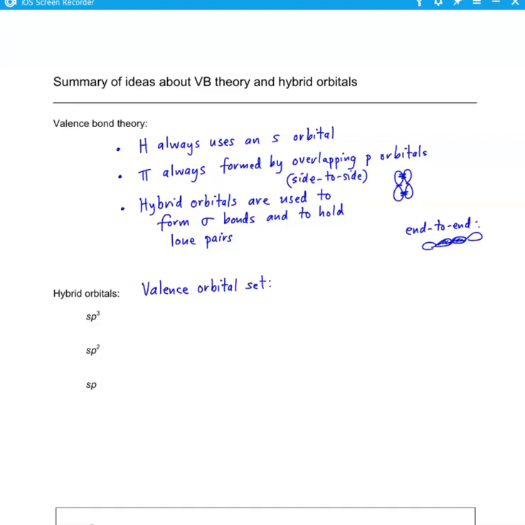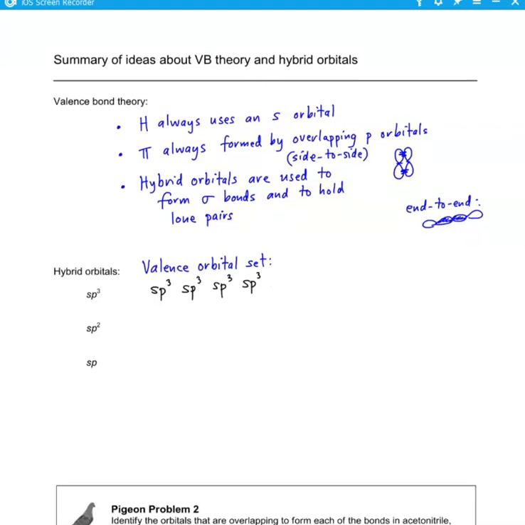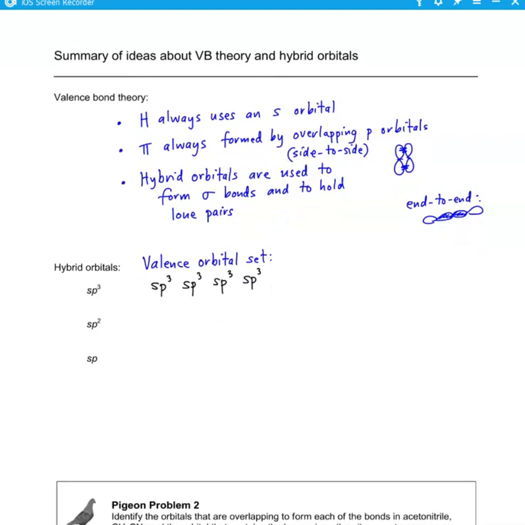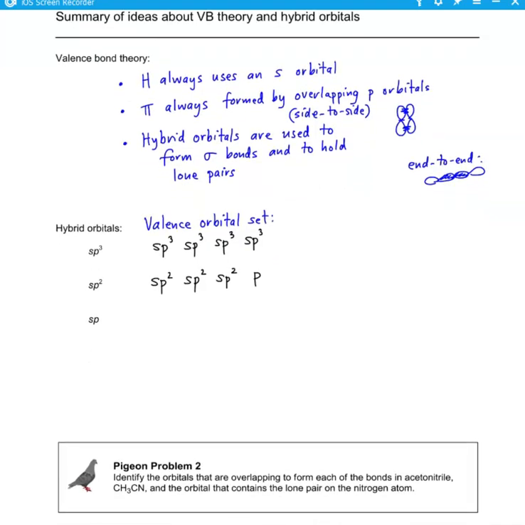If you're an sp3 hybridized atom, then the orbitals that make up your valence shell are 4 sp3 hybrid orbitals. You no longer have any unhybridized s or p orbitals. Now you just have the sp3s. If you're an sp2 hybridized atom, then your valence set now consists of 3 sp2 orbitals and a p orbital. And if you're an sp hybrid, your valence set consists of 2 sps and 2 ps.